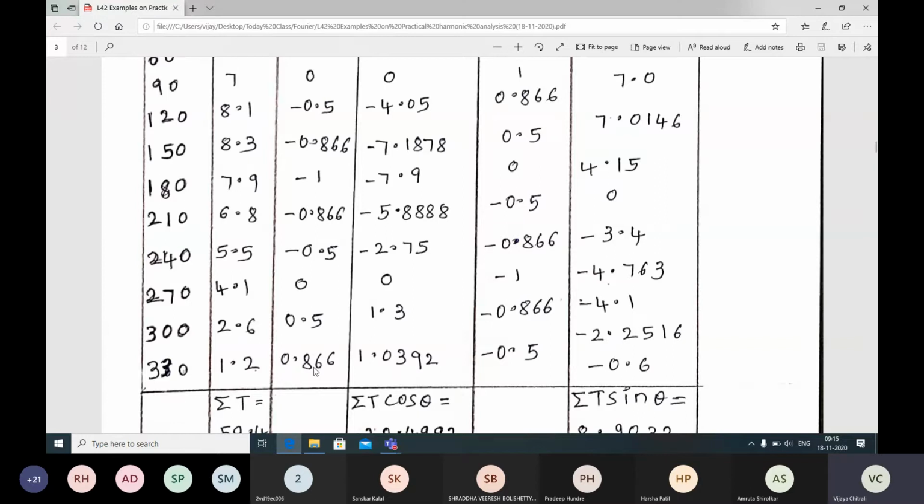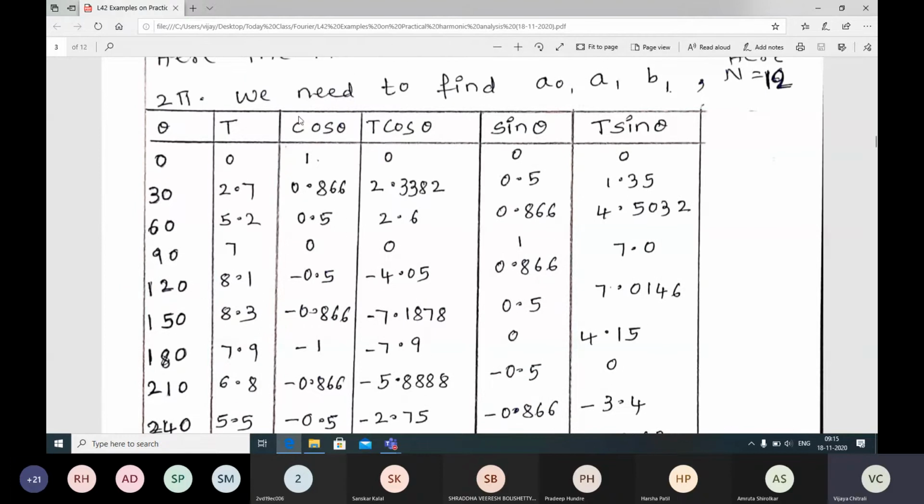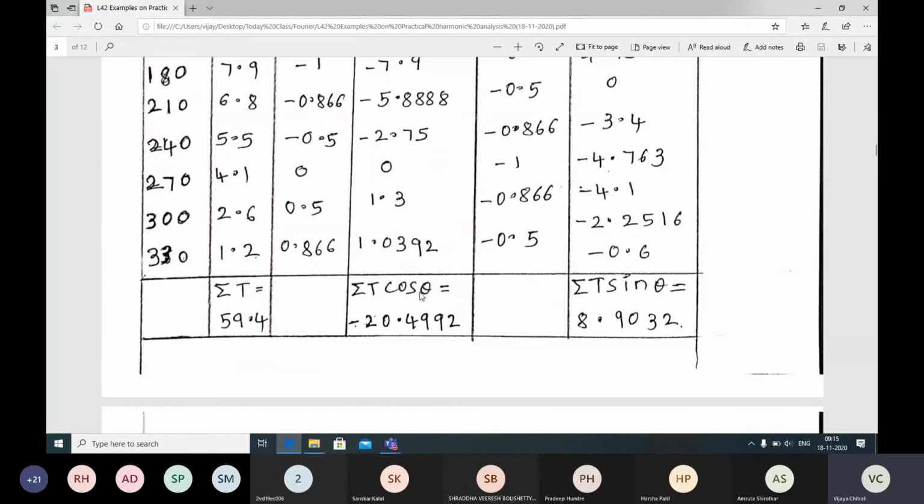1.2 into 0.866 is 1.0392. So add all the terms of this cos theta, and we get the summation of t cos theta, which is minus 20.4992.